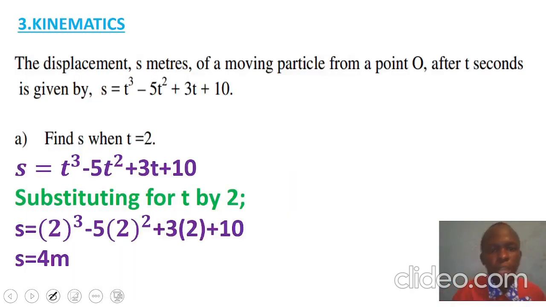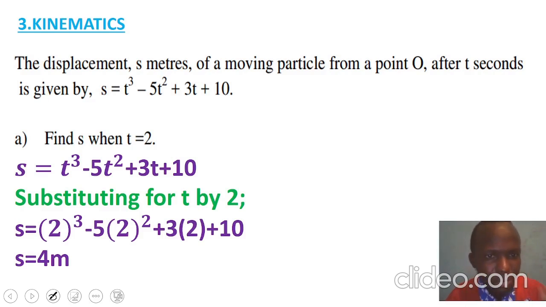Kinematics. Like I have stated earlier when I was introducing this topic, kinematics is just the study of motion of bodies without considering the force. Kinematics is a branch of mechanics, so we're not going to talk about mechanics, so let us just concentrate on this, and that is the example.